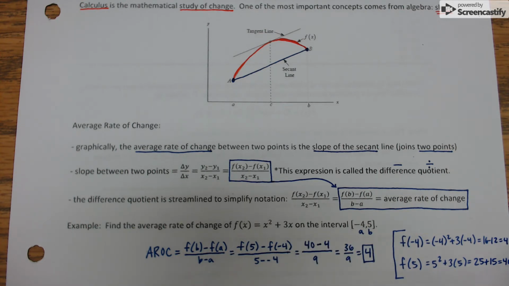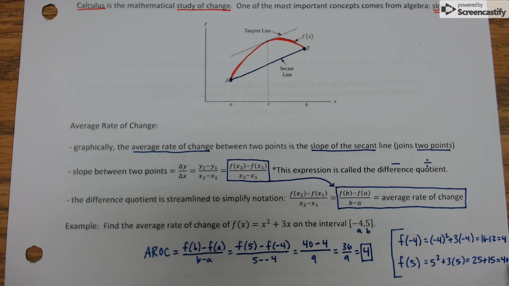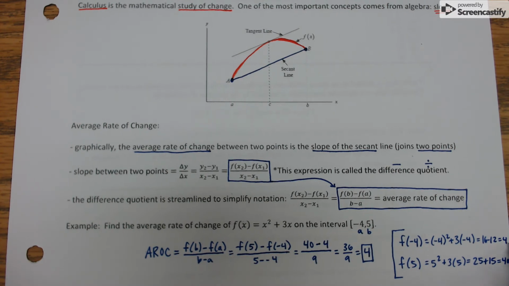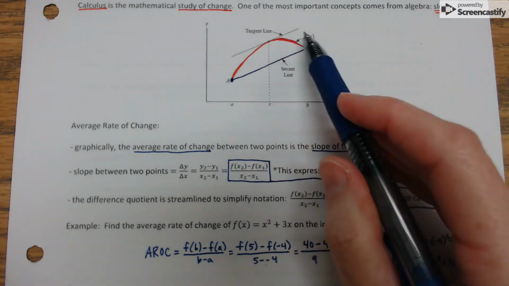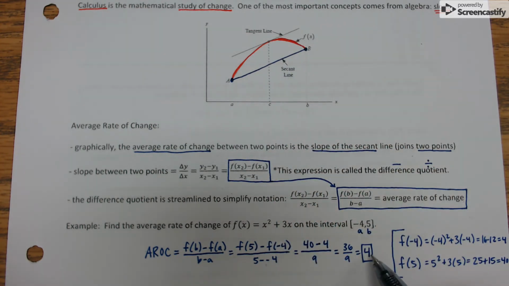From my side work, and it's a little cut off here, I got 40 for f of 5 minus 4 for f of -4, so that's my numerator, over 9. Notice that double negative did turn to a positive, and then I simplified, reduced, so my final answer is 4, which means the average rate of change of this parabola, if you were to look at the points at -4 and 5 and connect those 2 points with a line, as we see in our graphic here, that slope would be +4.